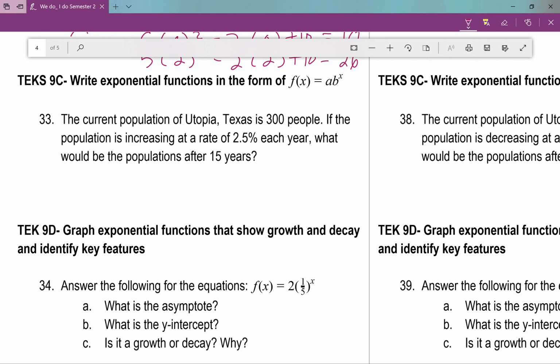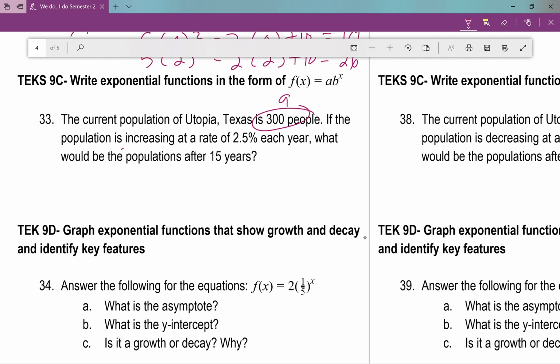Okay, number 33. We're using the TEK that says write exponential functions in the form of f of x equals a b to the x power. So we have a word problem that says the current population of Utopia, Texas is 300 people. If the population is increasing at a rate of 2.5% each year, what would be the population after 15 years? So here we need to label what every part in this word problem is. So it says the current population is 300. This 300 right here is our initial value. This is our A, our initial.